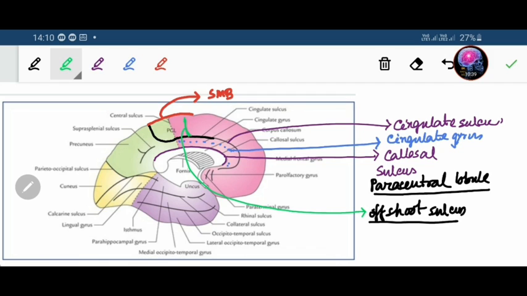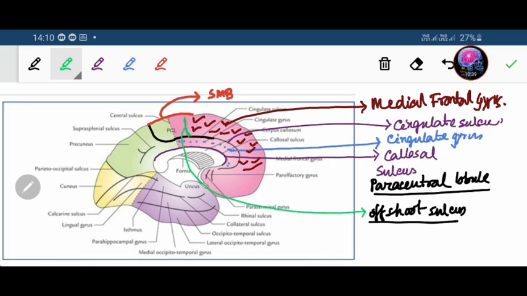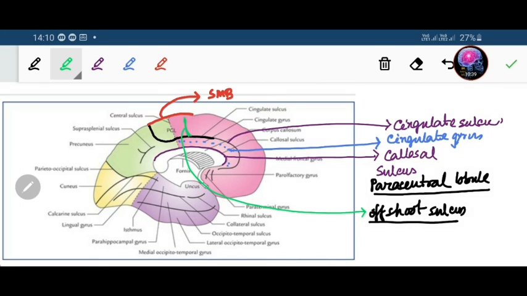The area of the medial surface in front of the offshoot sulcus and above the cingulate sulcus is known as the medial frontal gyrus. And this offshoot sulcus, along with the superomedial border and the posterior upturned end of the cingulate sulcus, enclose an area which is known as the paracentral lobule, which is the cortical center of micturition. It's the highest center of micturition and defecation.